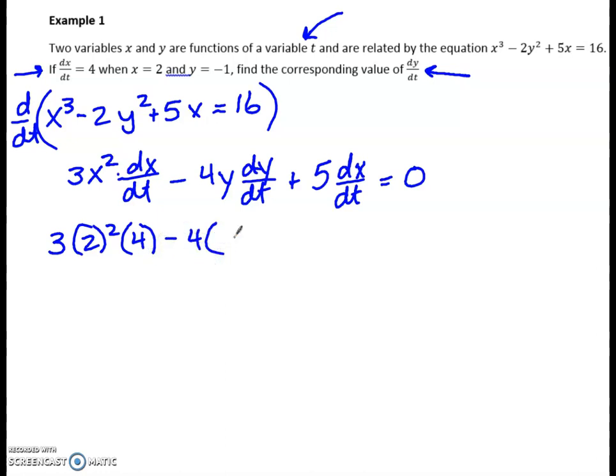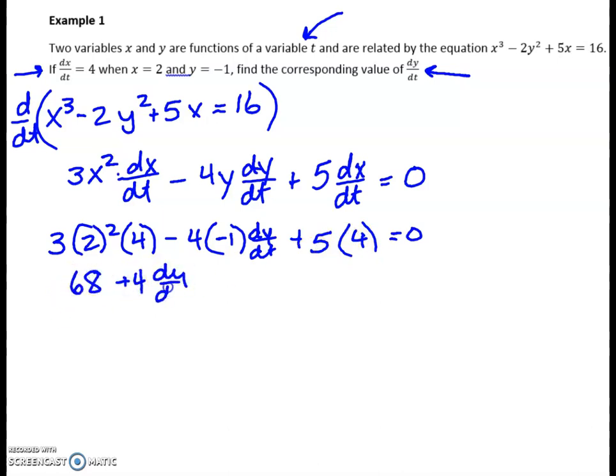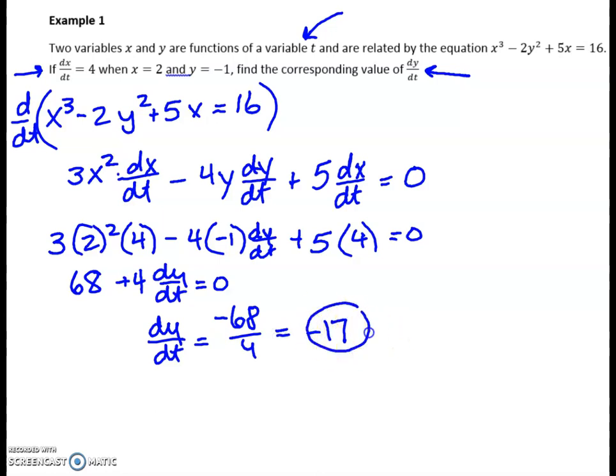Minus 4 times my y value, negative 1 times my rate of change of y, that's actually what I'm looking for, so that'll stay the variable, plus 5, my rate of change for x once again is 4. Okay, so this part right here ends up becoming 48, this is a 20, altogether that's a 68, plus 4 dy/dt equals 0. I'm going to solve for the rate of change of y with respect to t by subtracting the 68 and then dividing by the 4. And that reduces down to negative 17. So the y variable is losing 17 units for every unit of time.